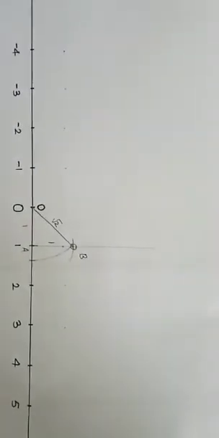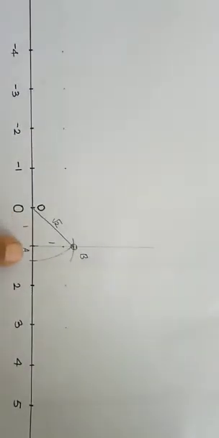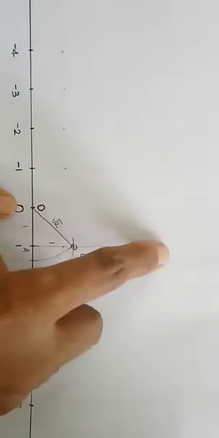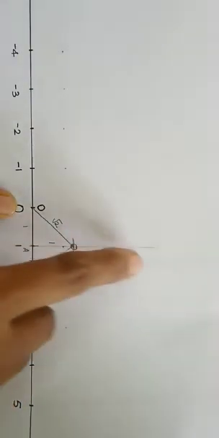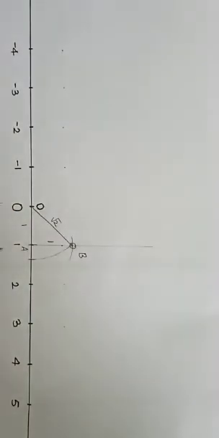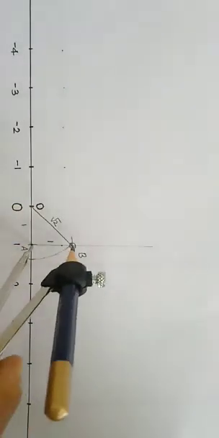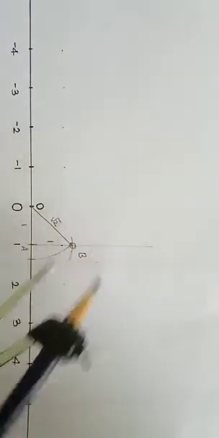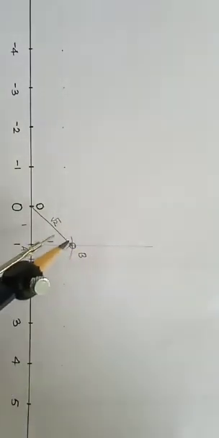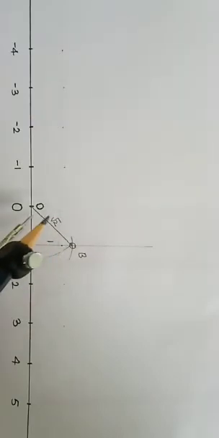See children, here I have taken 1 unit as the distance OA. Now I have drawn a perpendicular. Here I have marked 90 degrees, and the length of that perpendicular is exactly equal to OA. So 1 unit is OA. By drawing an arc, I got this point B. So AB is also equal to 1 unit. And now I have joined OB.